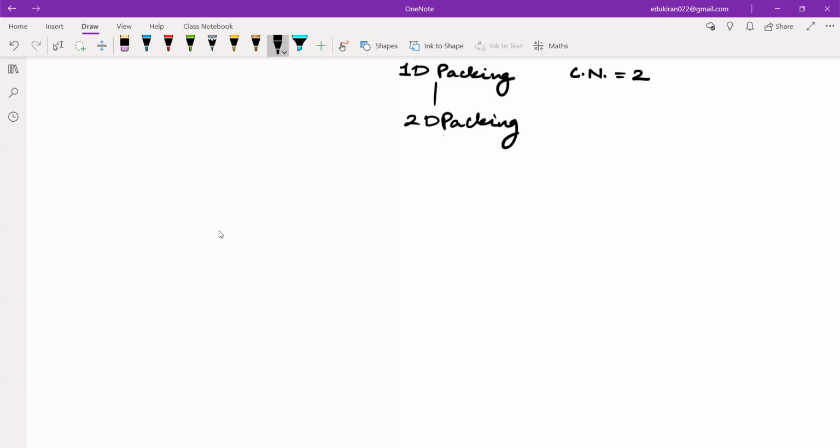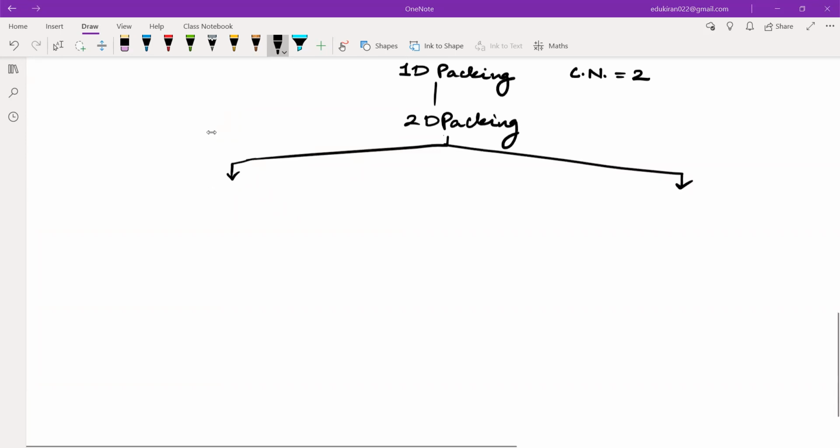Tell me, in 2D packing, how many cases are there? Yes, we have 2 cases. What are these 2 cases? AAA packing and ABAB packing. We also call that square close packing in 2D and hexagonal close packing in 2D, right? So this is our AAA type and this is our ABAB type.